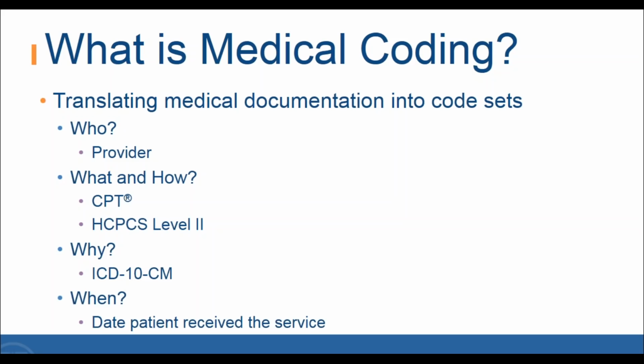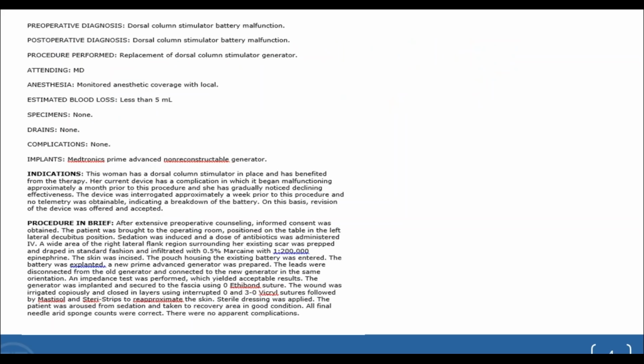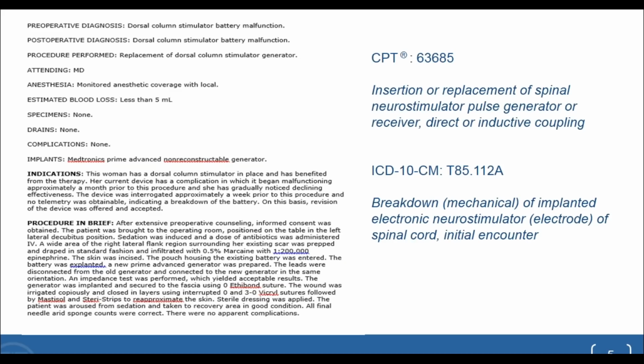The other question that we're going to answer on the claim is when. This is going to be the date of service, when the patient actually received services. This is an example of what a medical record looks like. A medical coder is going to review this document and determine the correct codes to report to identify what was being done and why it was being done. Our CPT code and our ICD-10 code.